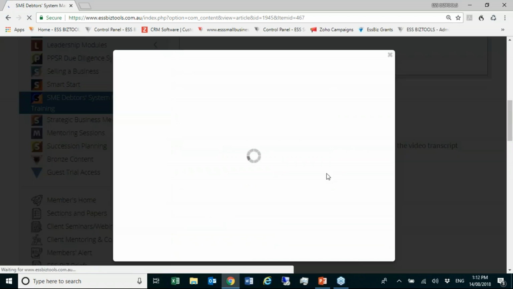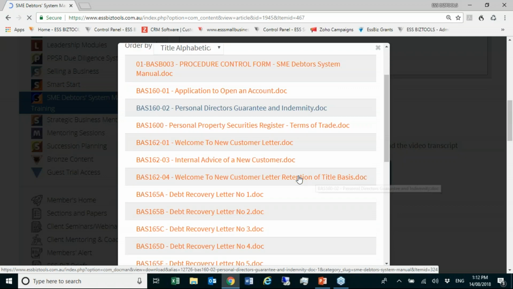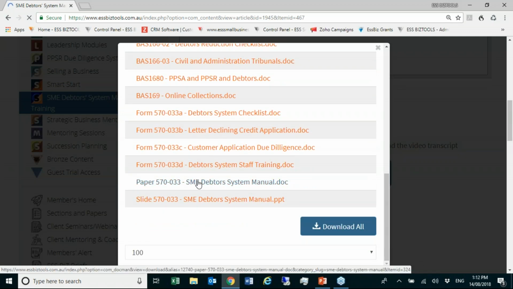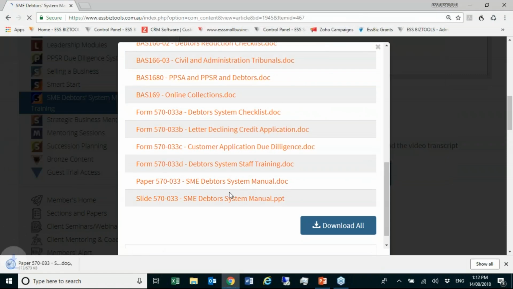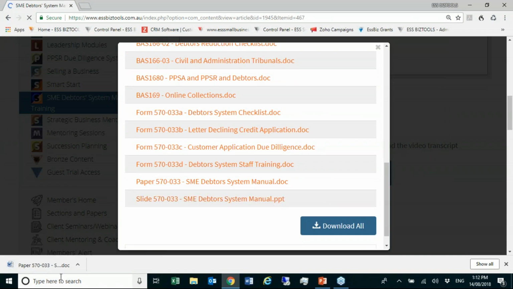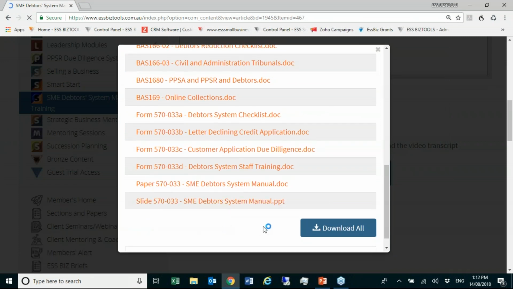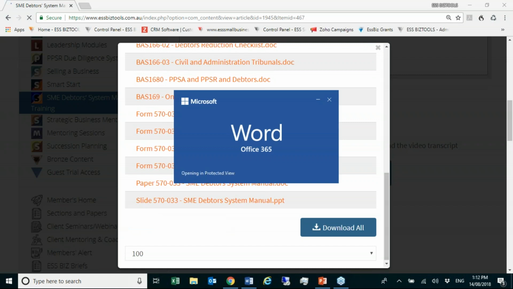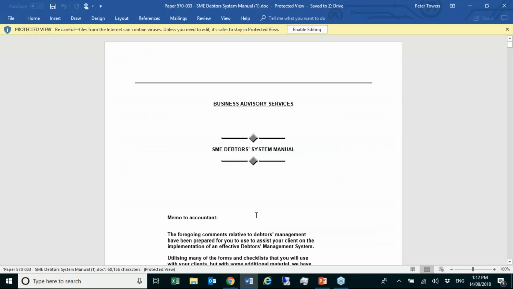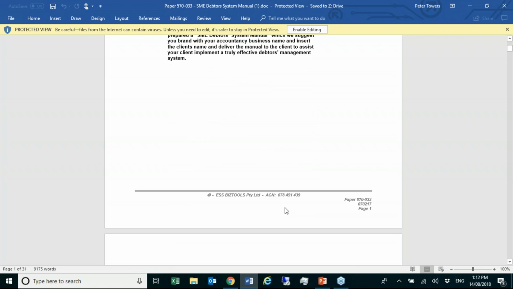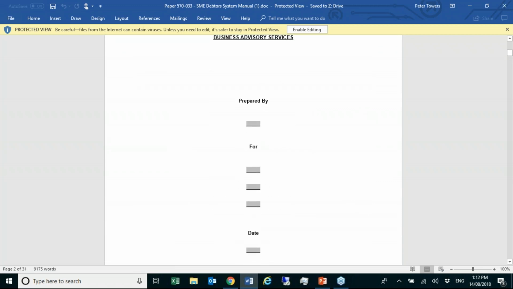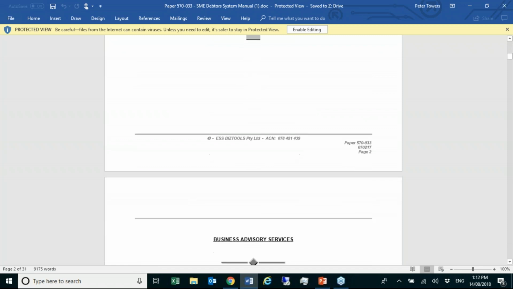Now this is a template that after conducting the debtors review, you can edit it to give your clients a customized debtors system manual. And the helicopter's going overhead here, not in your office. So this is a template of the SME Debtor Systems Manual. You'd put on there, prepared by your firm, name of your client.